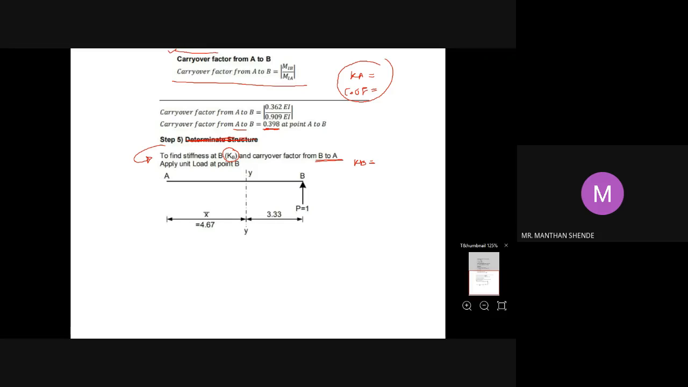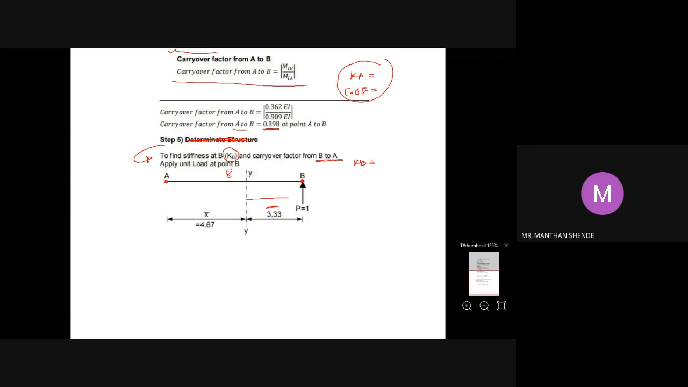So what is your stiffness at B and carryover factor from B to A? To get the stiffness at B, what do you have to do? You have to apply the unit load at B, that is P is equal to 1. Again the same process you have to repeat. The only change is that you apply the unit load at B, which is equal to 1. Then again you have this distance from A about the y axis, 4.67, and the total distance is 8 meter. So 8 minus 4.67 will be 3.33.